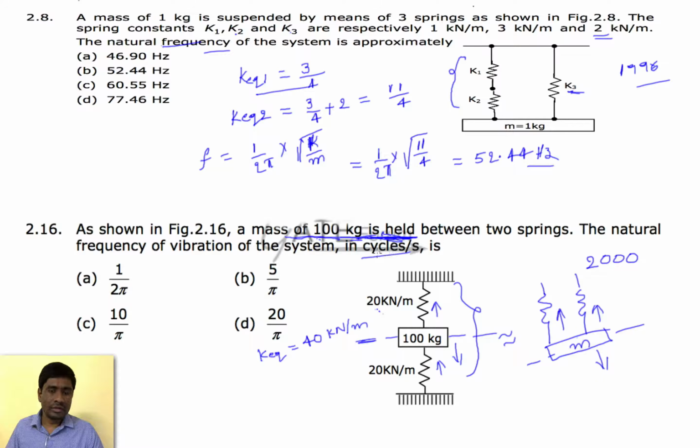So here also frequency has been asked, and the mass is 100. First of all, what is omega? Omega n equals square root of K by m. Here K equals 40 into kilonewton, kilo is 10 power 3, divided by 100.